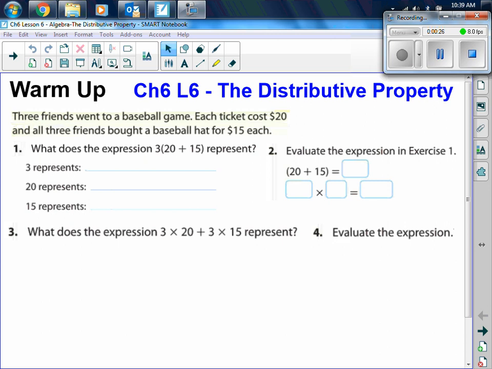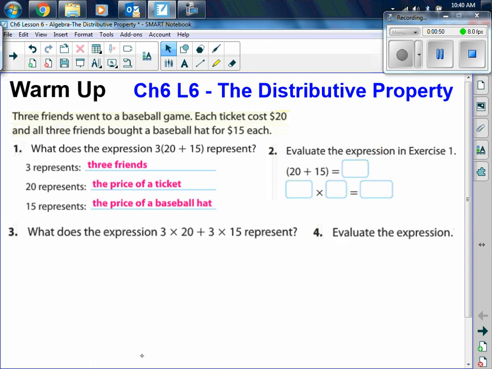Okay? So when we pull this apart, the 3 represents the friends. Very good. The 3 friends. The 20 represents the ticket to the game, right? Price of the ticket. And then the 15 represents the baseball hats. How much the hats cost. Very good.